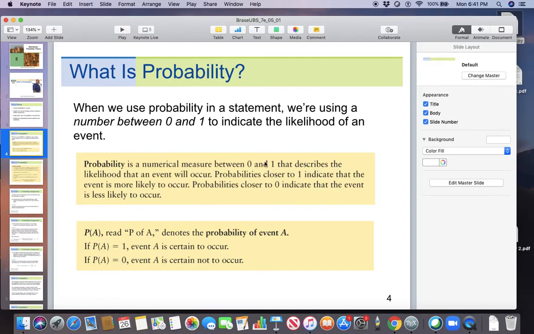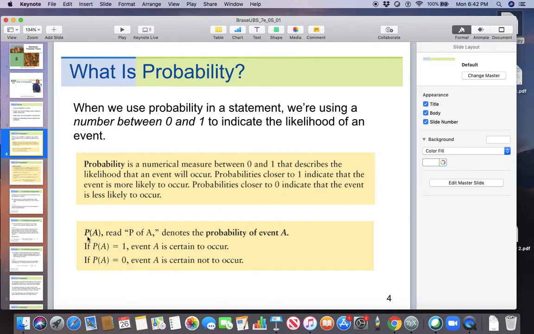All right. 1 has to be thought of as 100%. 0 has to be thought of as 0%. So your probability is a certain percent between 0 and 100%. Probabilities closer to 1, closer to 100%, indicate the event is more likely to occur. Probabilities closer to 0, which is 0%, indicate that the event is less likely to occur. So closer to 100%, more likely to occur. Closer to 0%, less likely to occur.